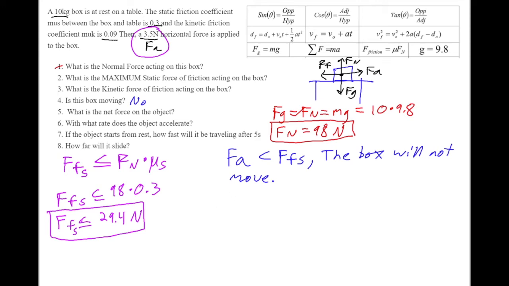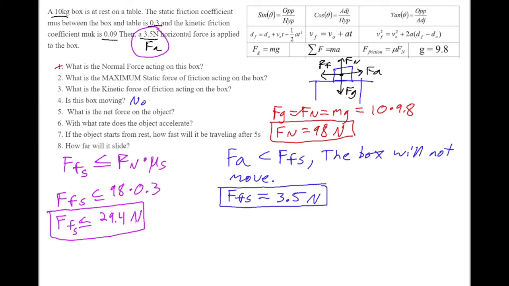Therefore, the value of our force of static friction is actually just going to be equal to that 3.5 newtons. And the reason being, our static friction doesn't need to be 29.4 newtons in order to stop this box from moving. It only needs to be 3.5 newtons because static friction has a ceiling, and that ceiling is at 29.4. But since we're only applying 3.5 newtons of force, we don't need all of this static friction to stop the box. We need just a little bit.